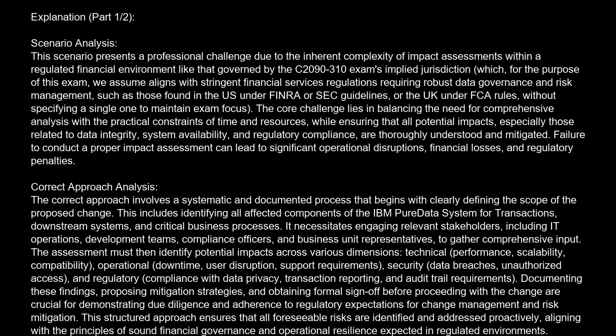The correct answer is B. Conducting a detailed technical performance benchmark of the upgraded system in an isolated test environment, and proceeding with the upgrade if performance metrics meet predefined thresholds.